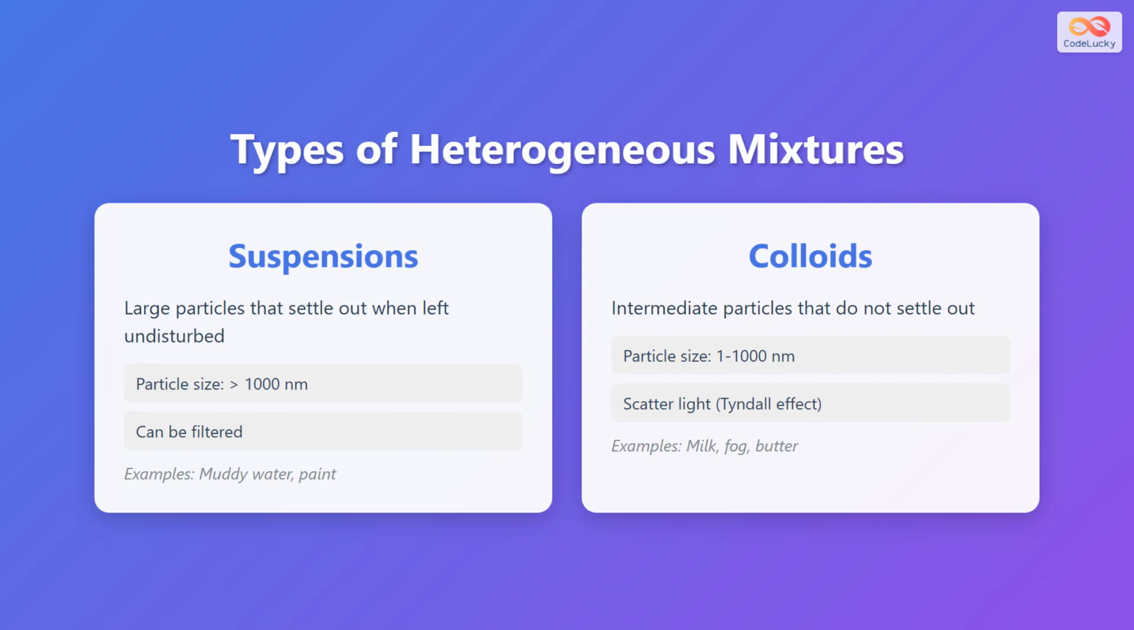Second, we have colloids. These contain intermediate-sized particles ranging from 1 to 1,000 nanometers. These particles are small enough that they do not settle out over time. Colloids have a unique property called the Tyndall effect, where they scatter light passing through them. Common examples of colloids include milk, fog, and butter.